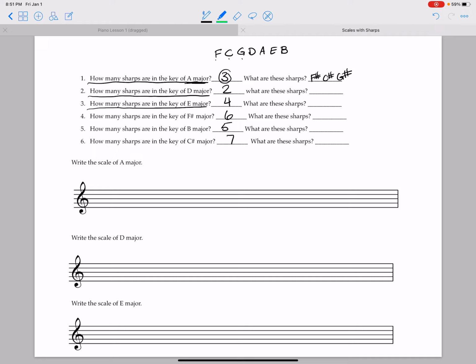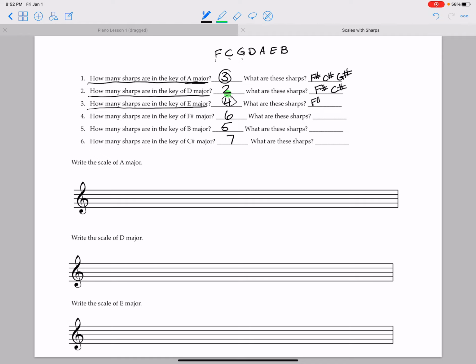Okay, the second one, how many sharps are in the key of D major? There are 2. And these sharps are F sharp and C sharp. We always take the first 2. So we have F sharp and C sharp. Our next one, how many sharps are in the key of E major? There are 4, so we take the first 4.